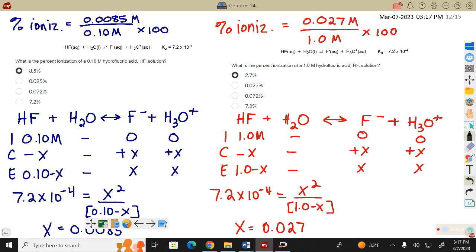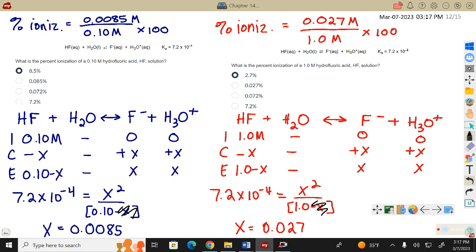There's a question that asks you to calculate the percent ionization. To calculate the percent ionization, I need to solve this thing for x. So we've got our weak acid hydrofluoric. I'm going to set up my ice table. I've got a 0.1 molar solution and a 1 molar solution. And I'm going to send this thing forward by x and set up my equation to solve for x. Again, we can ignore this minus x in the denominator, because x is going to be really small. This is a weak acid.